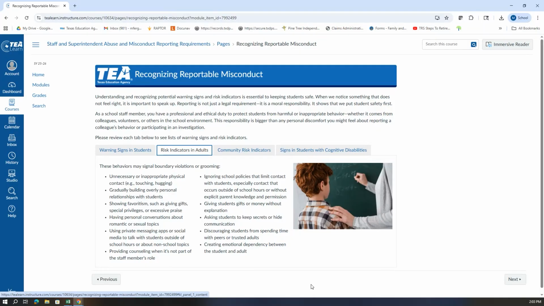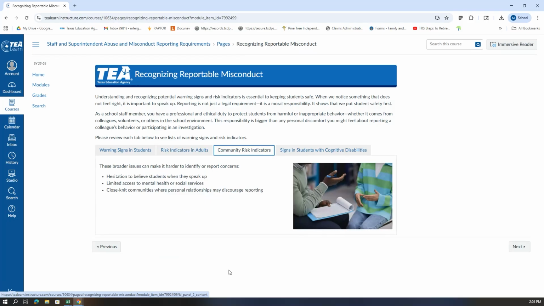Risk indicators in adults. These behaviors may signal boundary violations: unnecessary or inappropriate contact; gradually building overly personal relationships with students; showing favoritism such as gifts or special privileges; having personal conversations about romantic or sexual topics; using private messaging apps or social media to talk to students outside of school hours or about non-school topics; providing counseling when it is not part of the staff member's role; ignoring school policies that limit contact with students, especially contact that occurs outside of school hours or without explicit parent knowledge or permission; giving students gifts or money without explanation; asking students to keep secrets or hide communication; discouraging students from spending time with peers or trusted adults; creating emotional dependency between the student and the adult.